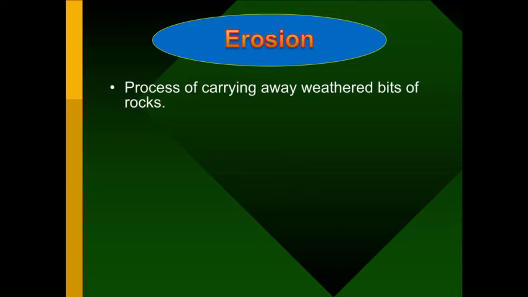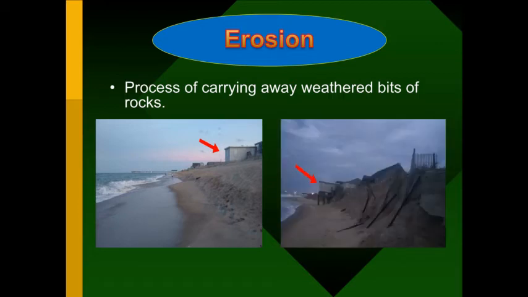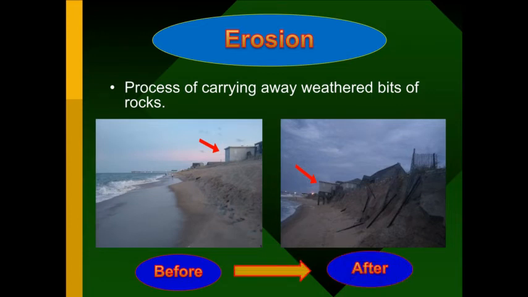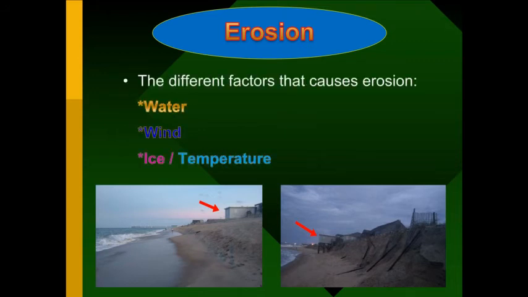And the last vocabulary word that we should know is erosion. Erosion is a process of carrying away weathered bits of rocks. Look at the picture carefully. You can see a red arrow pinpointing a stone or a very strong stone house. But all of a sudden, in the second picture, you will see it was destroyed. This is before and after. So when we talk about erosion, always remember, it is a process of carrying away weathered bits of rocks. If we look at these pictures carefully, we can identify the different factors that cause erosion. We have water, wind, ice, and temperature.